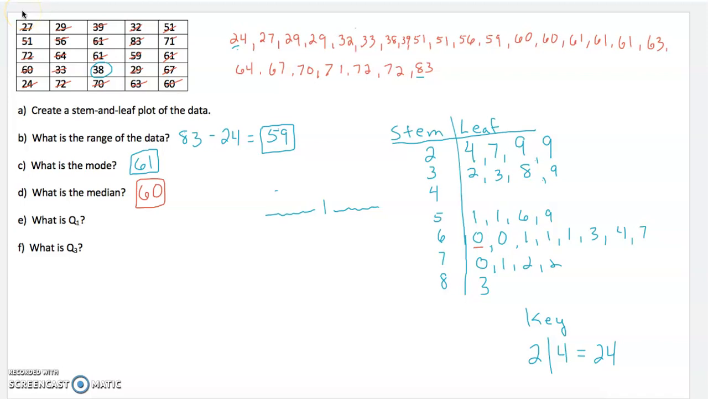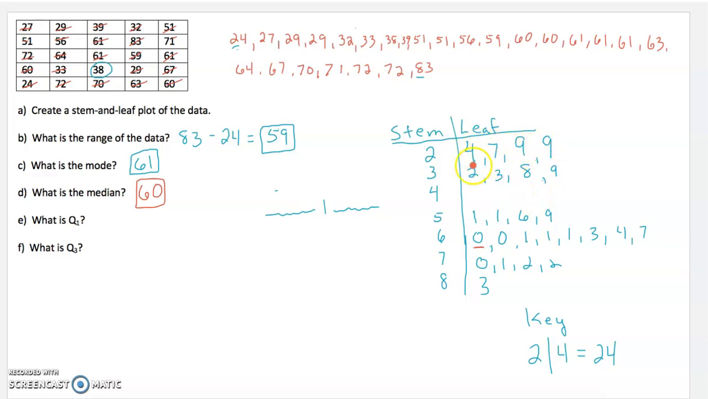Q2. I'm sorry, let's find Q1. The median is actually Q2. Q1 is the median of the lower half. So this right here is the median. So Q1 represents the median of all these numbers. So there's 12 numbers here. So to find the one in the middle, I just cut 12 in half, that's 6. But remember, there's going to be 2 numbers in the middle because 12 is an even number. So that means the 6th and the 7th number are the 2 in the middle.